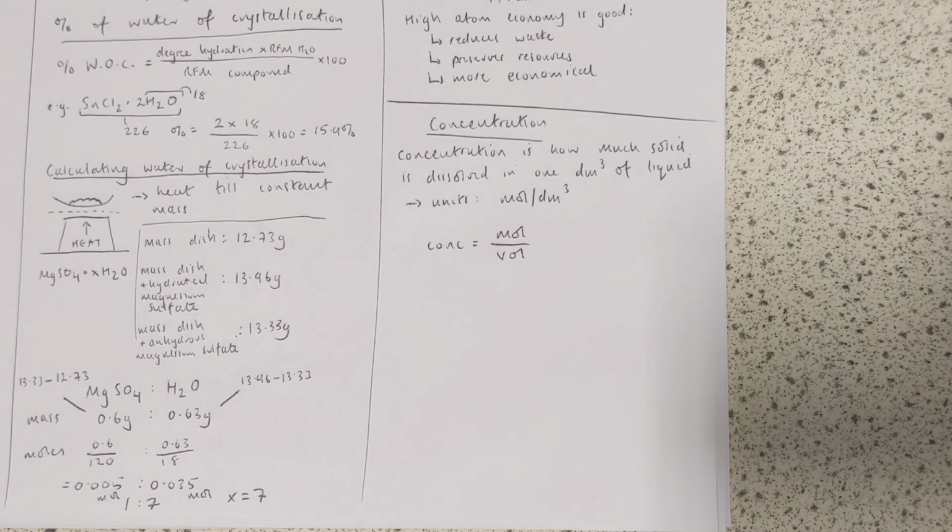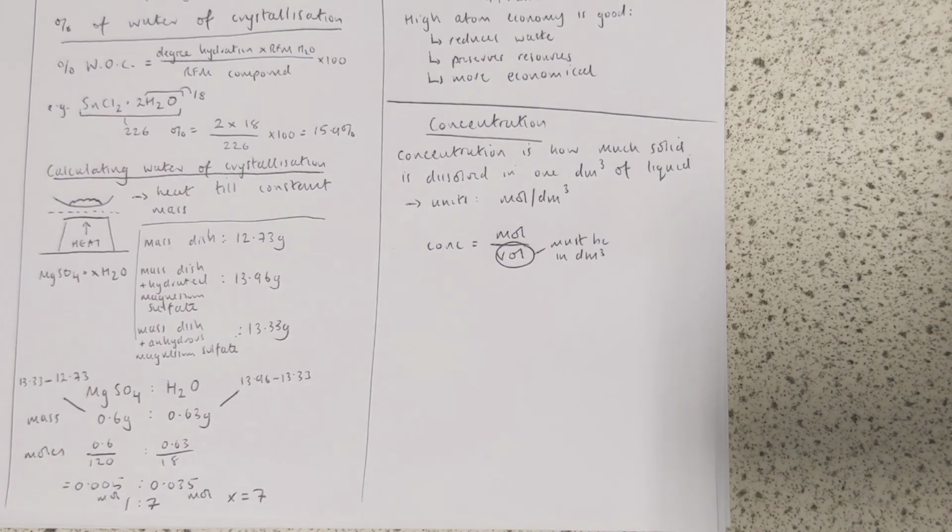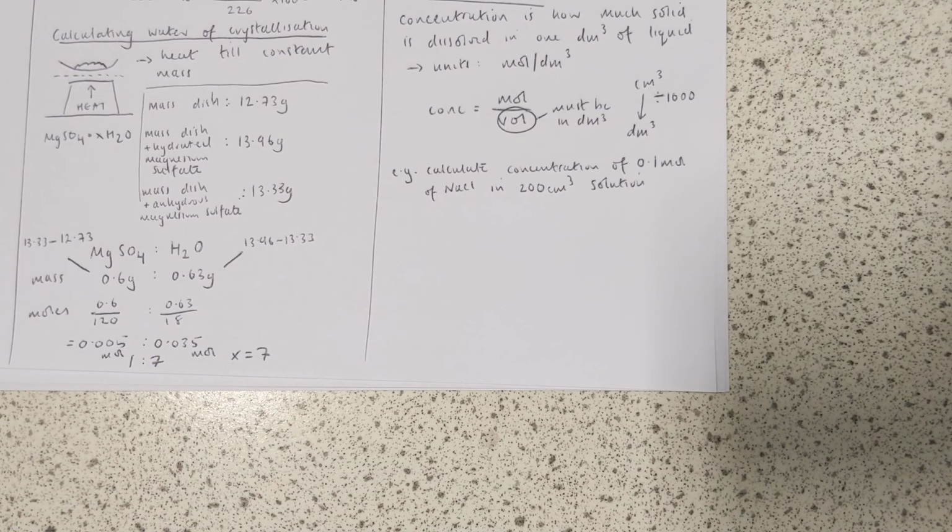The one thing you have to be careful about here is that volume must be in decimeters cubed for the calculation to work. If in a question they give you the volume in centimeters cubed, you will need to convert it into decimeters cubed. The way you do that is divide the volume in centimeters cubed by 1000. Let's finish with a couple of examples.